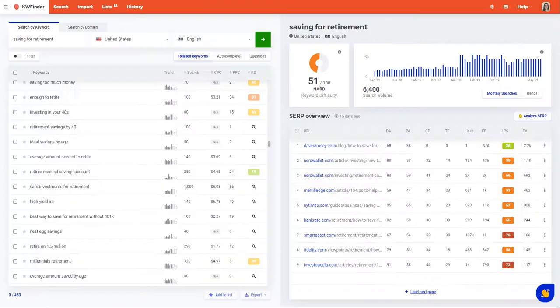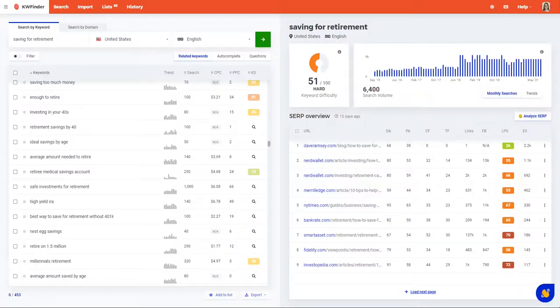exploration this time. So I've got this same set of phrases that I'm using for all of these videos. Hopefully that will make it easy for you to compare from video to video. For example, I did another video comparing KWFinder to SEMrush, and I used these same phrases, so you should be able to easily compare. So the first one we're doing is saving for retirement.